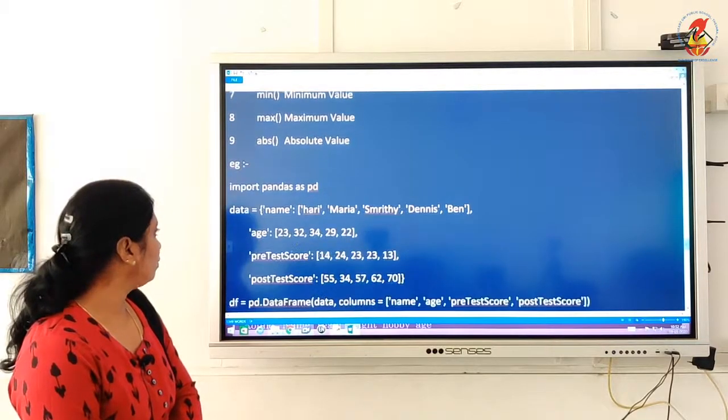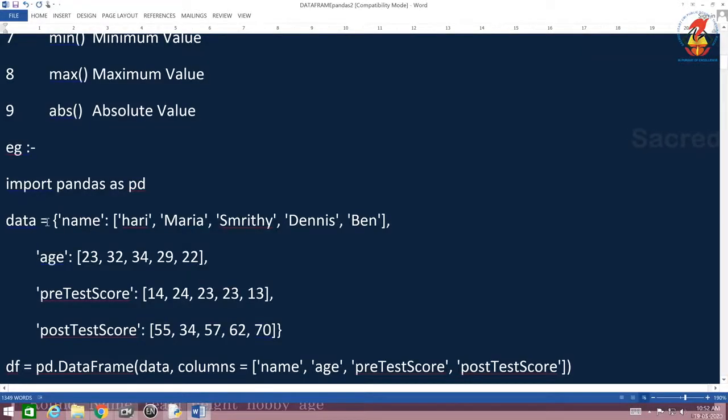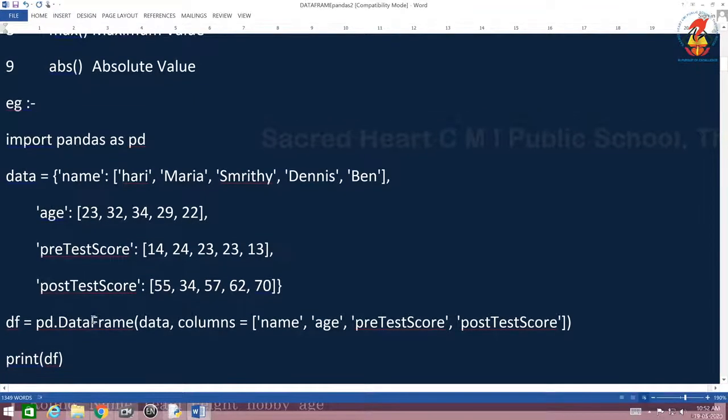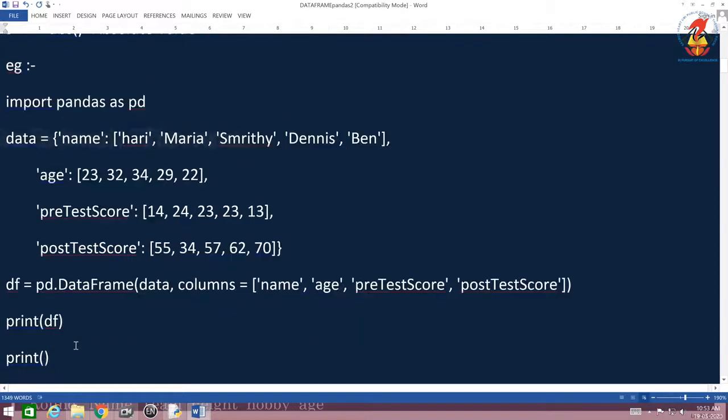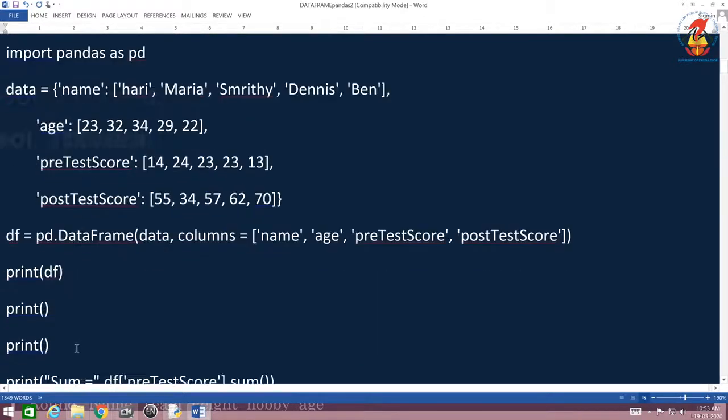See, I have the dictionary created with names Hari, Maria, Smriti, Dennis and Ben, and age and test scores are created. Now when I print this, you will have a data frame. This particular function is creating a data frame with columns name, age, pre-test score and post-test score. This also I will run and show you.